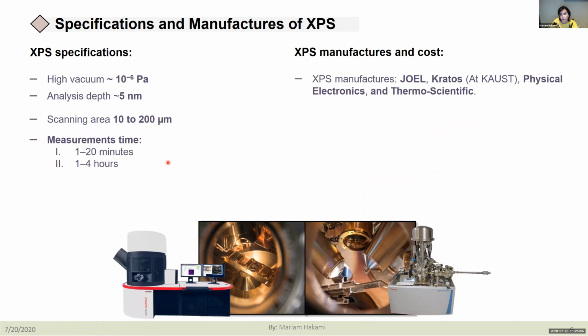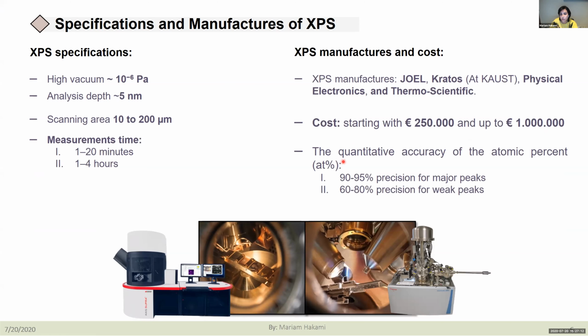Here we can find some manufacturers, and I have worked with Kratos before. There's also Thermo Scientific as an example. The cost can vary from 250,000 euro up to 1 million euro. The accuracy of the atomic percentage in our specimen can be 90 to 95 percent precise for major peaks in our signal, and for low peaks, we can be 60 to 80 percent precise.